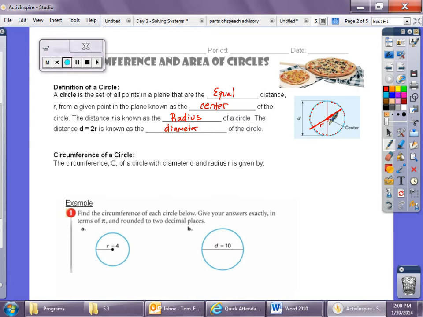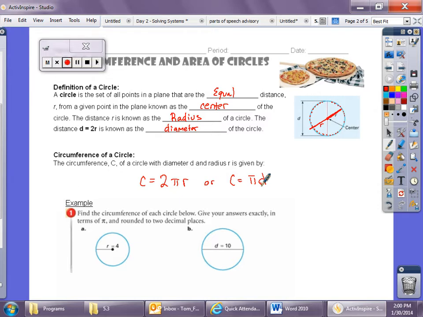Now, to find the circumference of a circle, the circumference is equal to 2 pi r, or it's also pi d. So 2 pi r, so 2 times pi times the radius, or just pi times the diameter, because 2 times r is also the diameter. So if we want to find the circumference of each circle, give your answers exactly in terms of pi and then round to 2 decimal places.